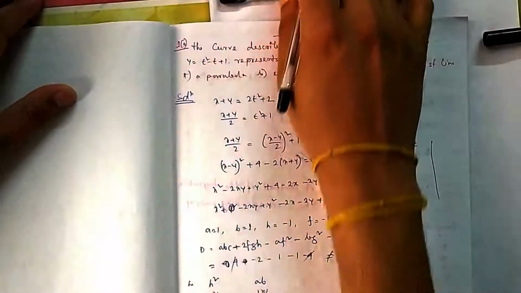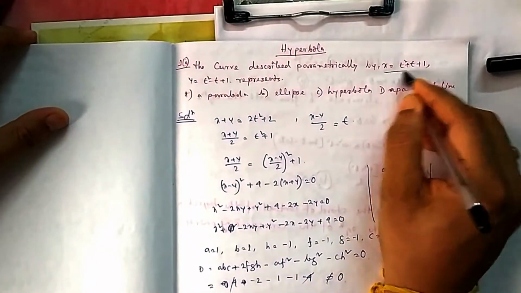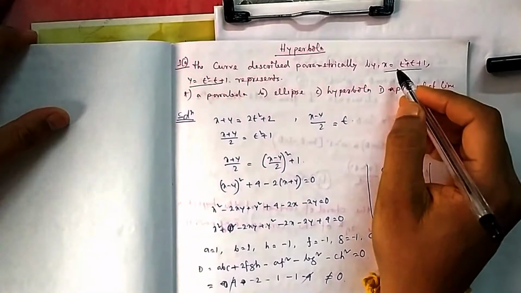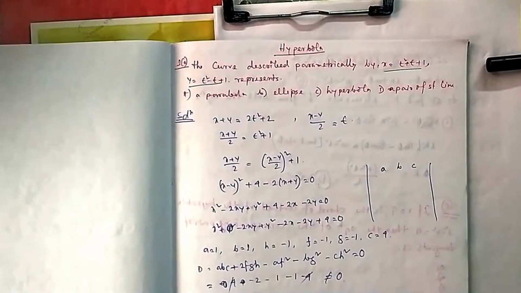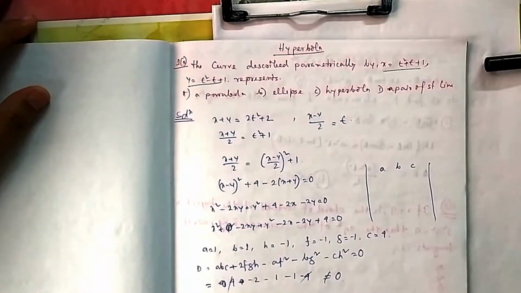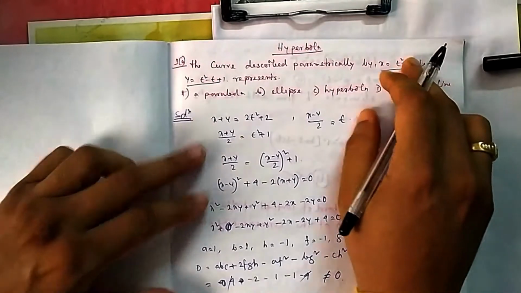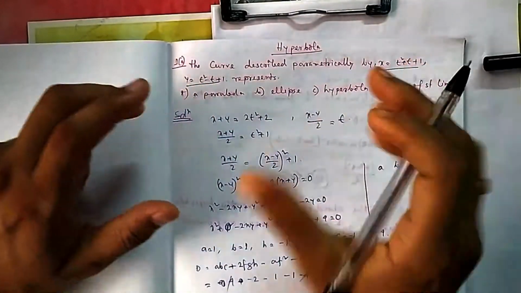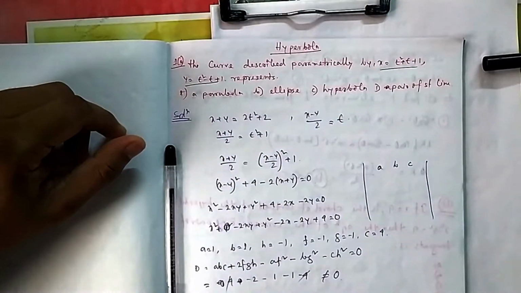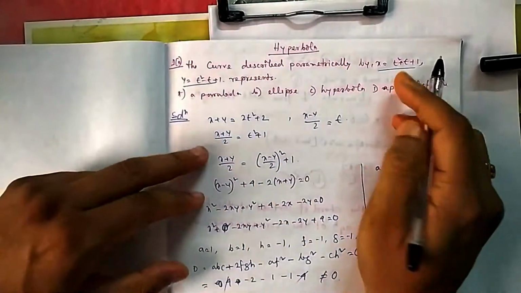Okay students, if you see question number 1A, the curve is described parametrically by this. So this is a parametric expression. So x is expressed in terms of t, y is also expressed in terms of t, where t is the parametric parameter. So you have to say what does it represent. So the first job is to eliminate t somehow and find the expression between x and y so that you can have a look what is the equation you are getting. So first you have to eliminate t.